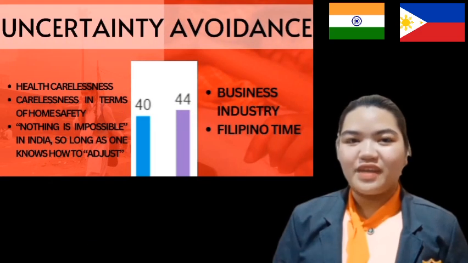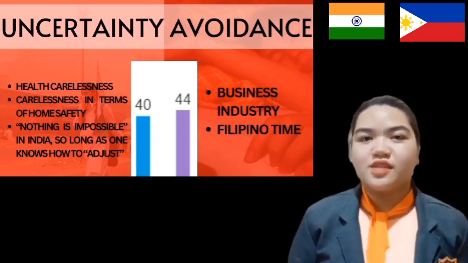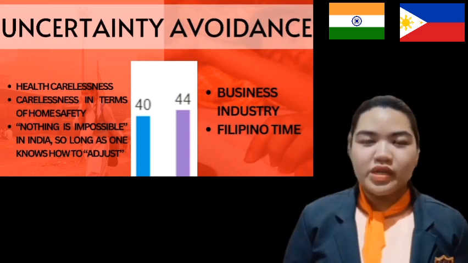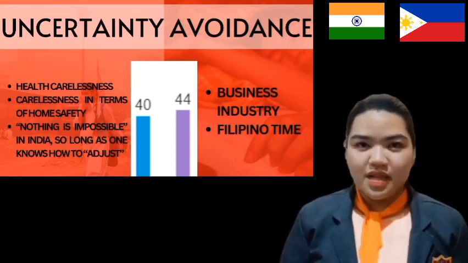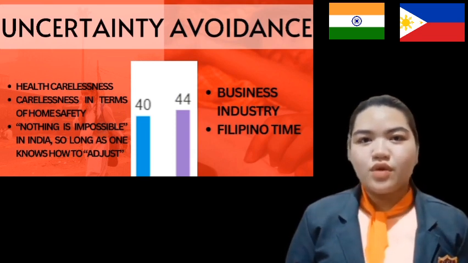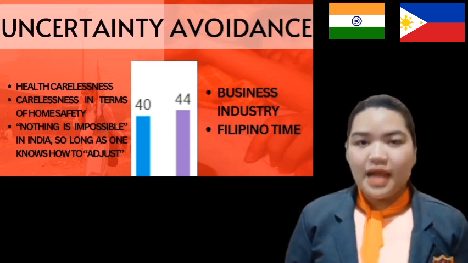Now I will be discussing the uncertainty avoidance of India. In terms of this dimension, it shows that 30% India has low or medium preference upon avoiding uncertainty, meaning to say imperfection is much accepted. It means that they live like go with the flow, like hindi sila nababother na hindi mangyari yung mga nakaplano.